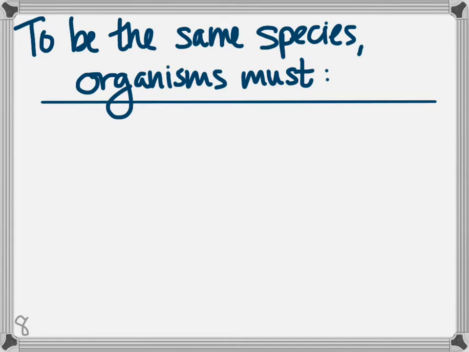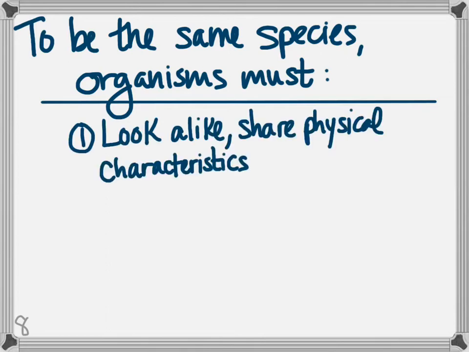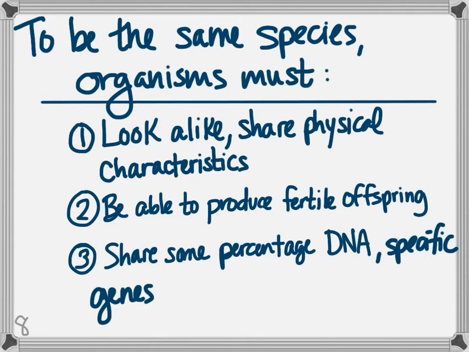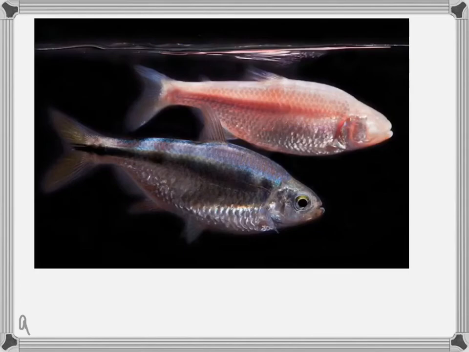Are they different species? To be the same species, if we look at our most modern definitions, organisms must look alike. They have to have shared physical characteristics or morphology. They have to be able to produce fertile offspring, and they have to share some pretty high percentage of DNA, usually including a few specific genes. We'll examine these one at a time, and let's start with morphology or physical characteristics.